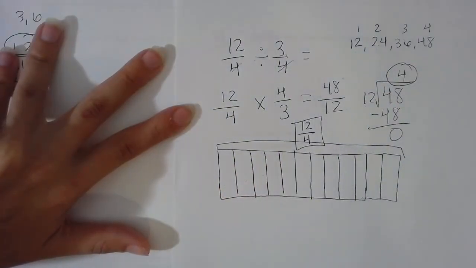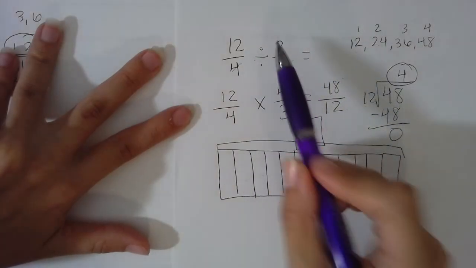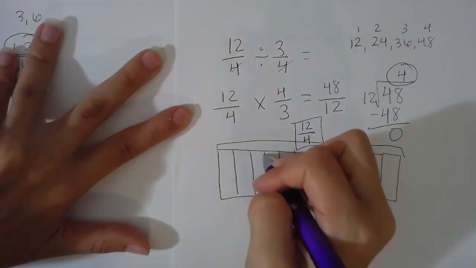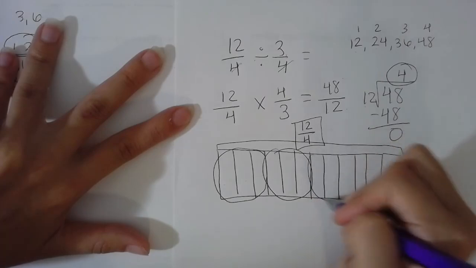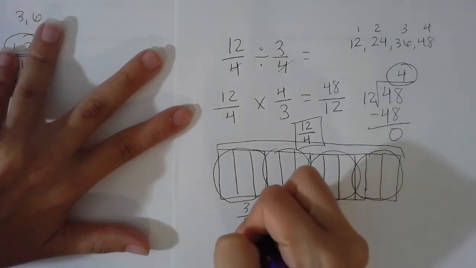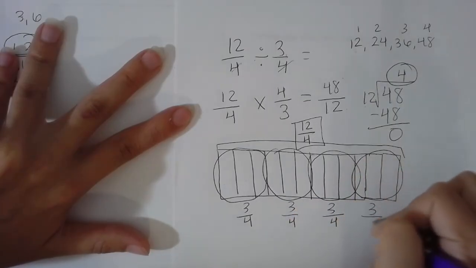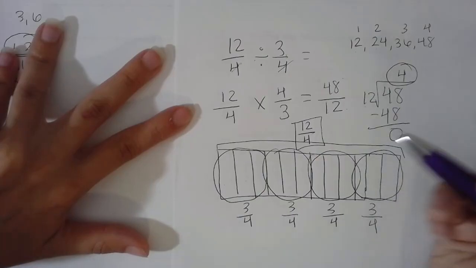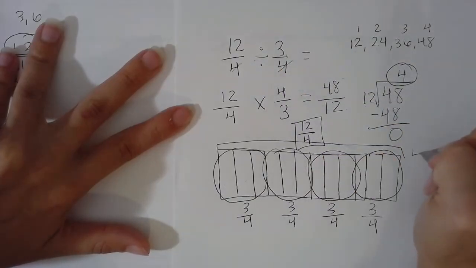So we have our 12 sections, and we need to break it up into groups of 3, 3/4 size groups. So I have 3 here, another 3, another 3, and another 3. Each one of these is worth 3/4, 3/4, 3/4, and 3/4. So 3/4 can fit into 12/4 4 times. I have 4 groups here.